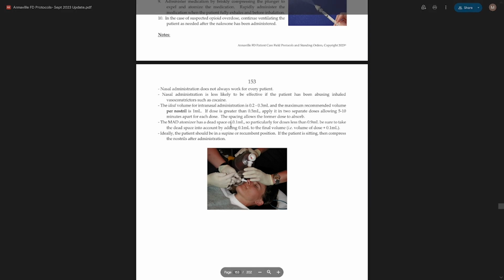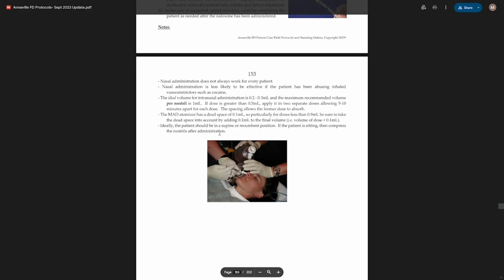Ideally, the patient should be in a supine or recumbent position. If the patient is sitting, then compress the nostrils after administration.